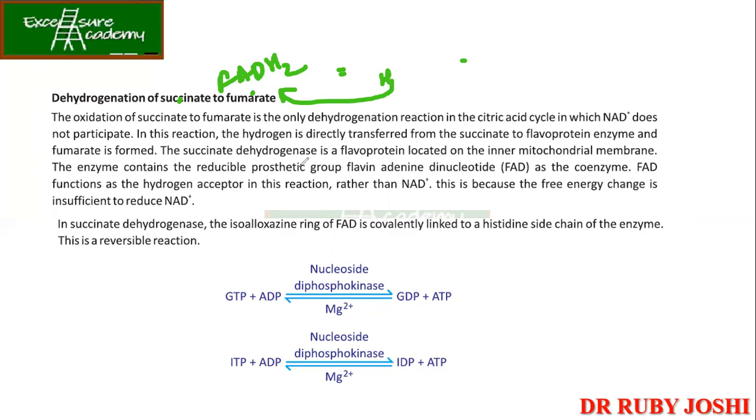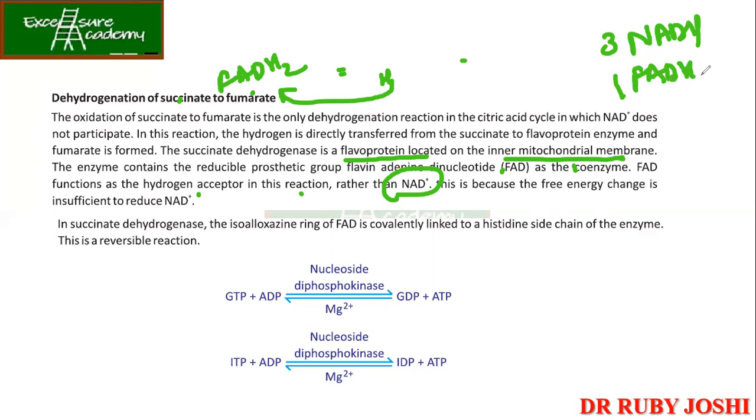So succinate dehydrogenase is a flavoprotein which is located on the inner mitochondrial membrane, and it has a prosthetic group of FAD as the coenzyme. So it acts as the hydrogen accepting enzyme rather than NAD+. That is why in the TCA cycle, we have 3 NADH, 1 FADH2 and 1 GTP. Where was FADH2 being formed? In the step where succinate goes to fumarate with the help of succinate dehydrogenase.